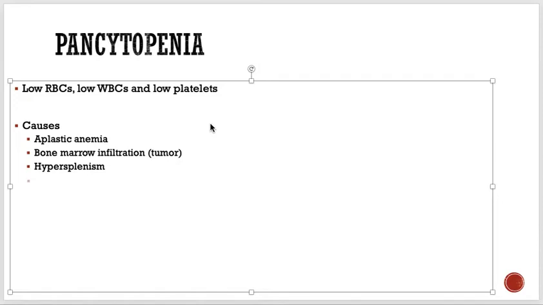Other than this hypersplenism, there are other causes of pancytopenia also. For example, there could be a decrease in all the cell lines in megaloblastic anemia, as well as in sepsis.